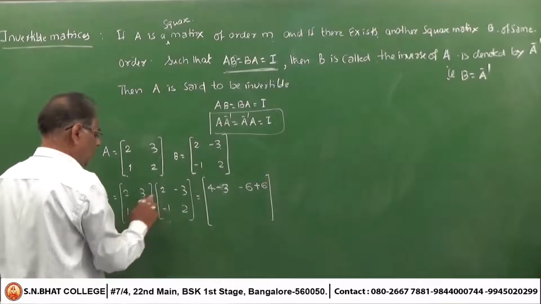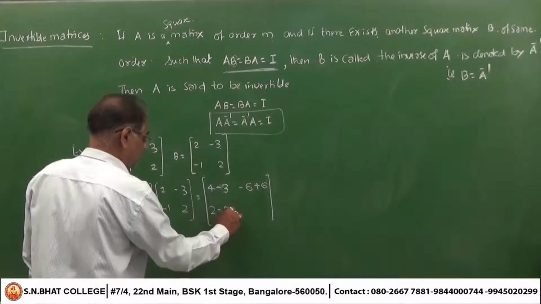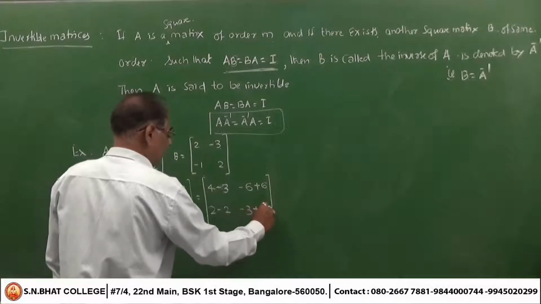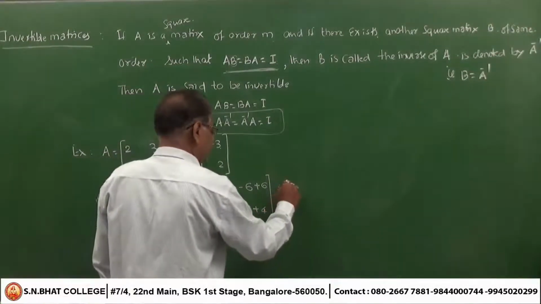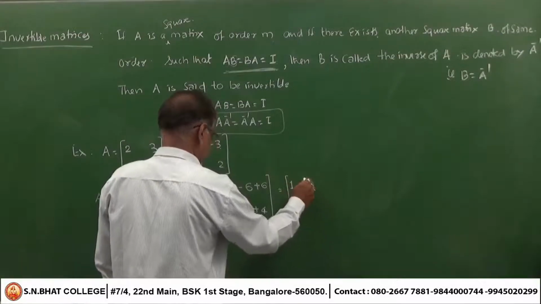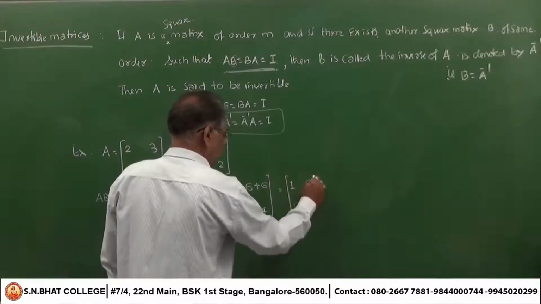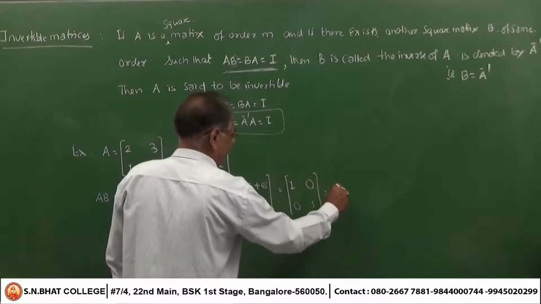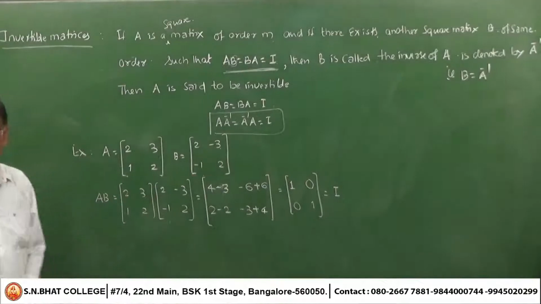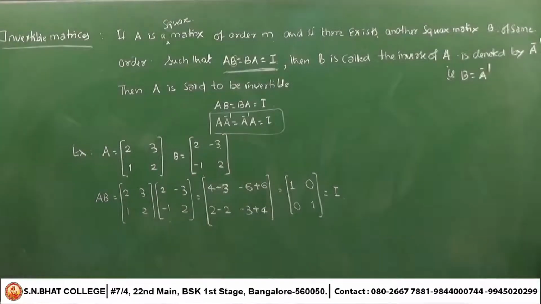Next, second row, first column: 1 into 2 is 2, minus 2. 1 into minus 3 is minus 3, 2 into 2 is 4. After simplification, you get 4 minus 3 is 1, 0, 0, 1. This is nothing but the identity matrix. We have calculated AB and we got I, the identity matrix.